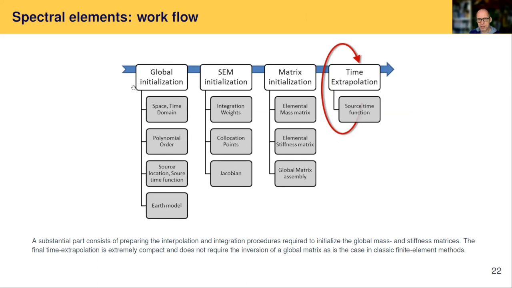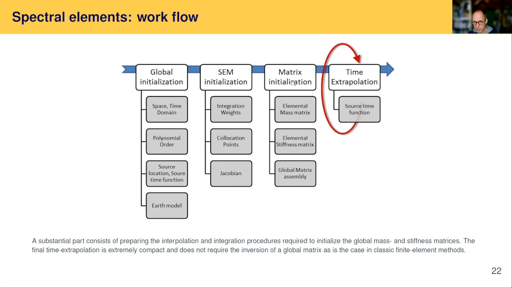in such a spectral element code, you need to initialize the space-time domain. You have to impose the polynomial order, usually not more than 4. You decide about the source location, source time function, and the Earth model. Then what you need is the integration weights, the collocation points, and the Jacobian. That is, if you change the element size, you need to. The Jacobian is a coordinate transform into each element.